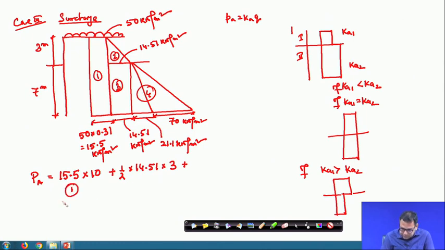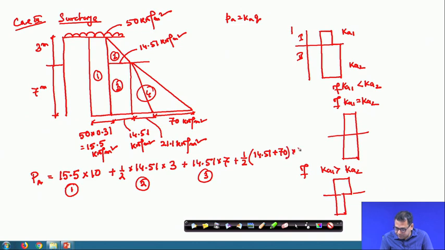So, this is for the first case, this is for the second one, and for the third one it is 14.51 into 7. This is the rectangle for the third one, and for the fourth one again half into 14.51 plus 70 into 7. This is for the fourth one. Okay. Half into this one 21.